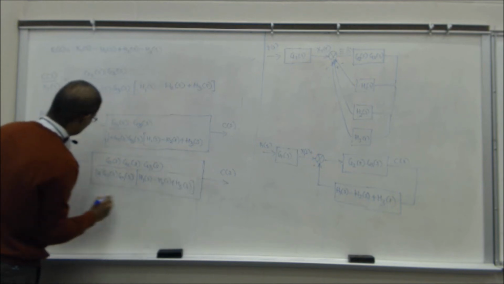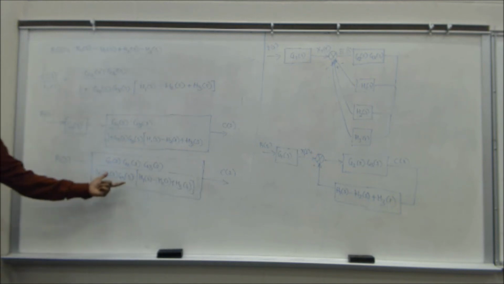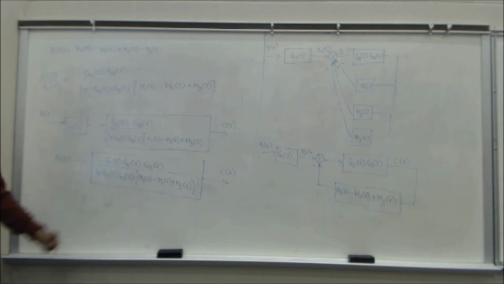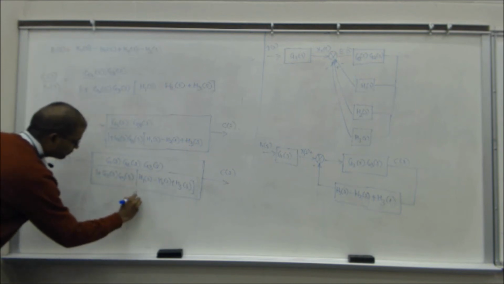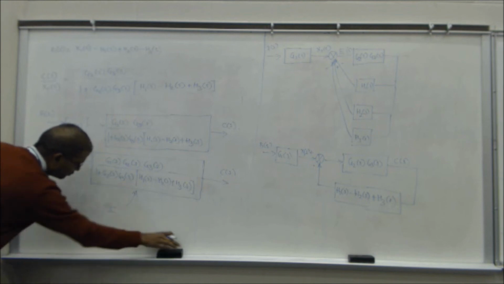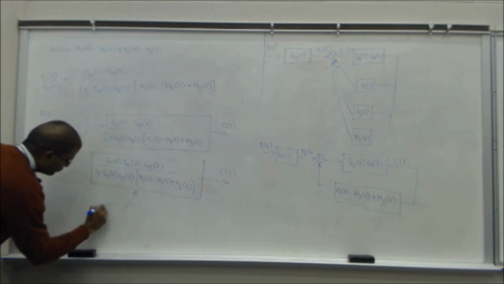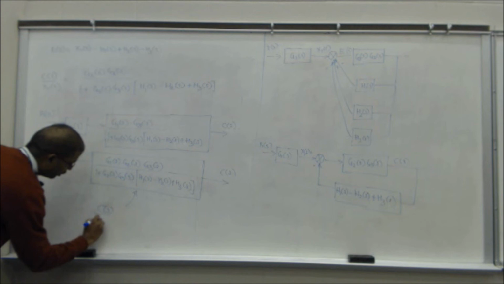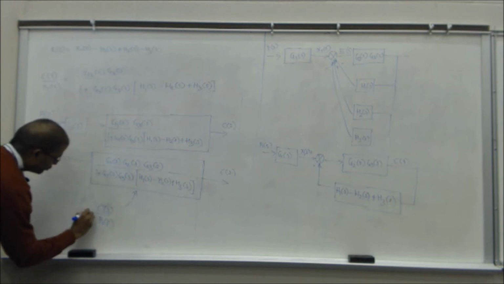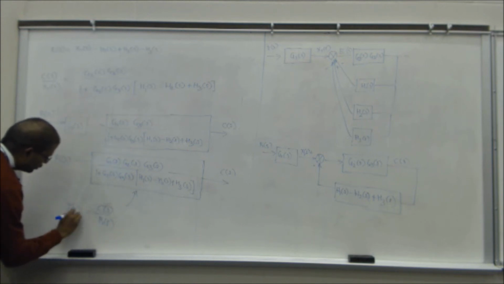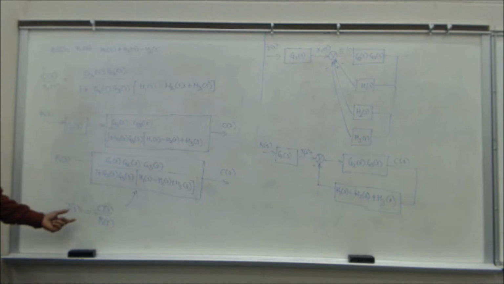Okay. So this is your C of s over R of s. What is this? We represent this signal by T of s, the closed loop transfer function. G of s is generally used to represent the open loop transfer function. T of s is used to represent the closed loop transfer function.